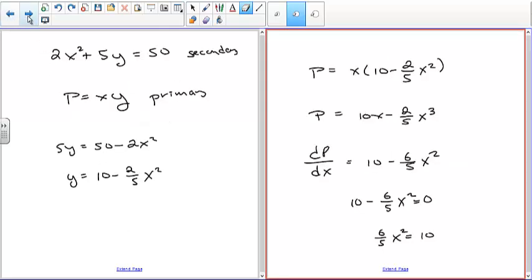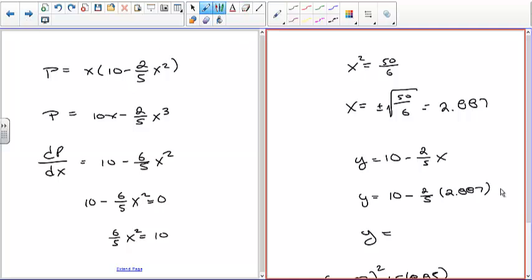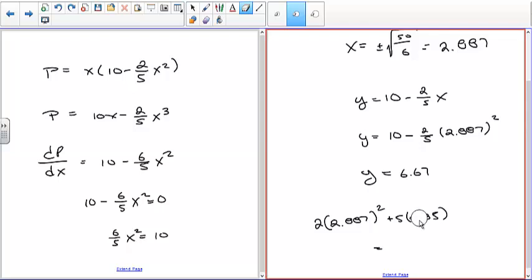Yeah, that looks right. Oh, I forgot. Yeah, I forgot to square it here, didn't I? Okay. 10 minus 2 divided by 5 times 2.887 squared. 6.67. That makes sense. But you can see how checking your answer is not such a bad idea. Okay, let's try again. 2 times 2.887 squared plus 5 times 6.67, 50. Okay, equals 50. I did it right now.